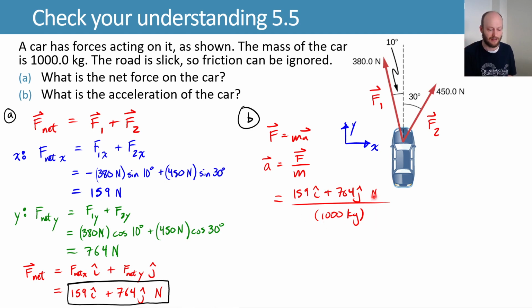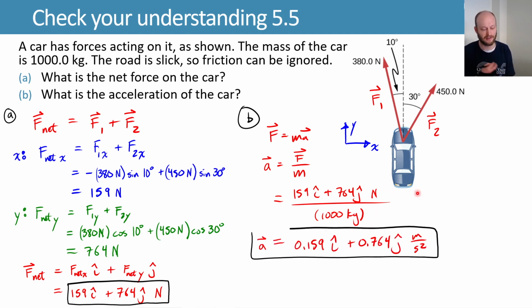And when I divide that, the newtons, which is kilogram meters per second squared, the kilograms cancel and we're left with meters per second squared as our units, with an acceleration, as shown here, 0.159 in the I hat plus 0.764 in the J hat, with units of meters per second squared.